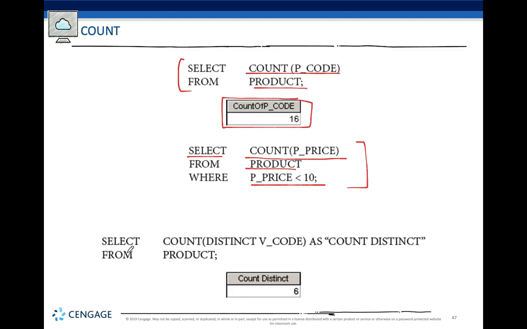Similarly, here we can do select count distinct vcode as count distinct from product. So here we are counting the number of unique vendor codes that we have in the product table. And it turns out we have 6 unique or distinct vendor codes in the product table.